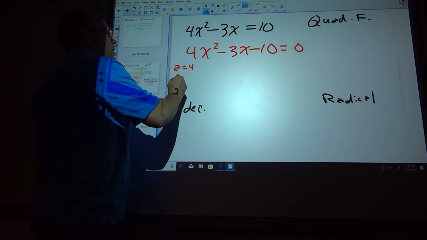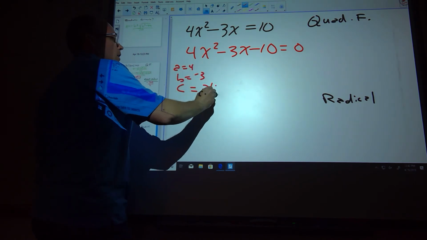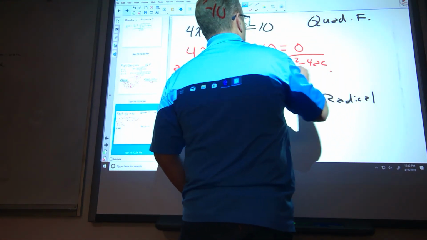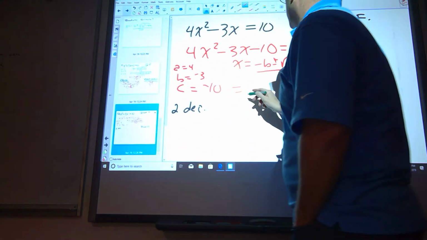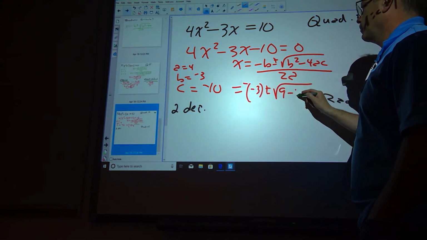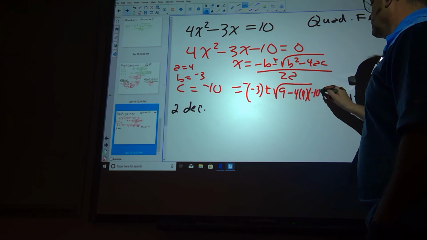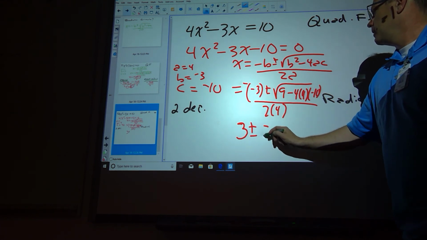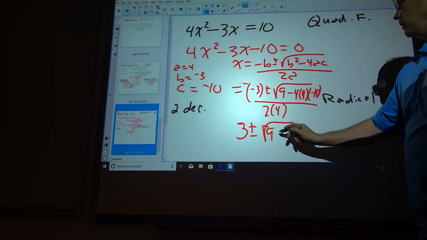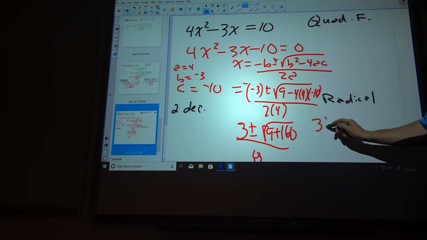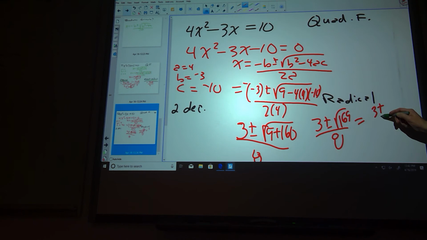So A is 4, B is -3, C is -10. That's the square. 3 squared, negative 5. That's A, which is 4. And then C, which is negative 10. Over 2 times 4. 3 plus or minus the square root of 9 plus 160 over 8. Hey, what's the square root of 169? 13. Yay, 13. So I get 3 plus or minus 13 over 8.